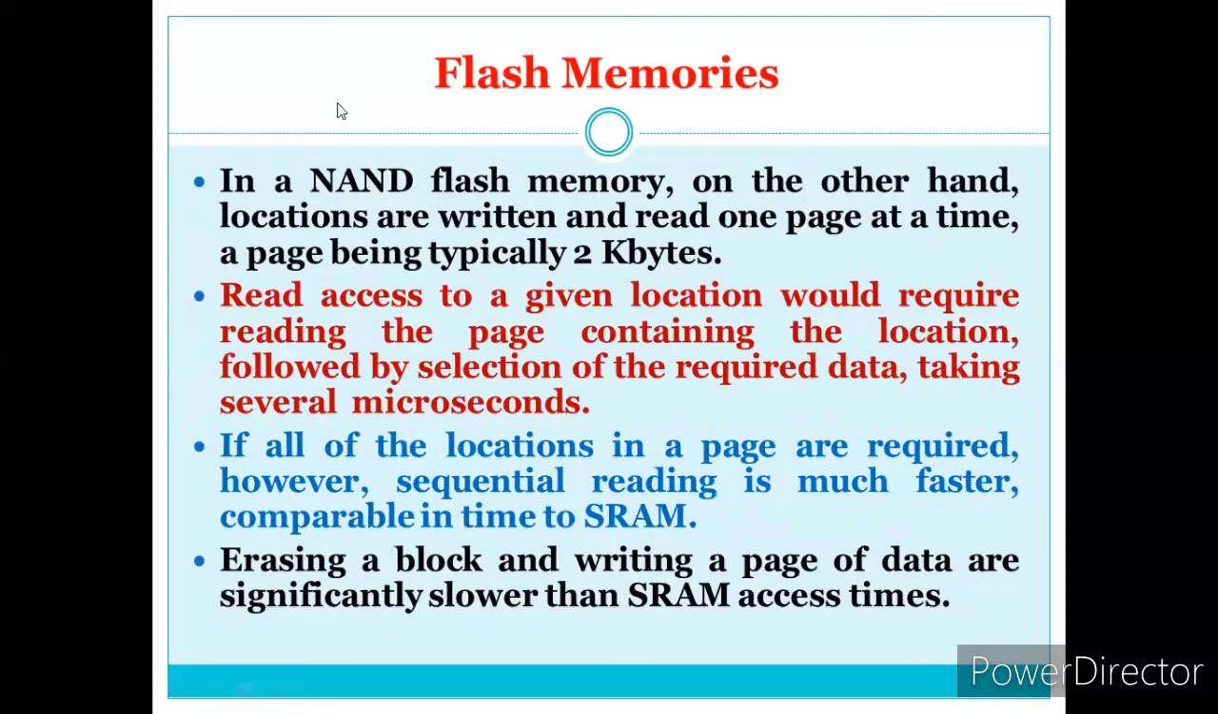But in NAND flash memory, on the other hand, locations are written and read one page at a time. If you observe, one location in the NOR can be written, but here one page can be erased or written at a time. Here typically the size is fixed at 2 kilobytes, meaning one page is equal to 2 kilobytes. So read access to a given location requires reading the page containing the location, followed by selecting the required data, taking several microseconds. So when you want to read the data, it requires reading the entire page stored in that particular memory.